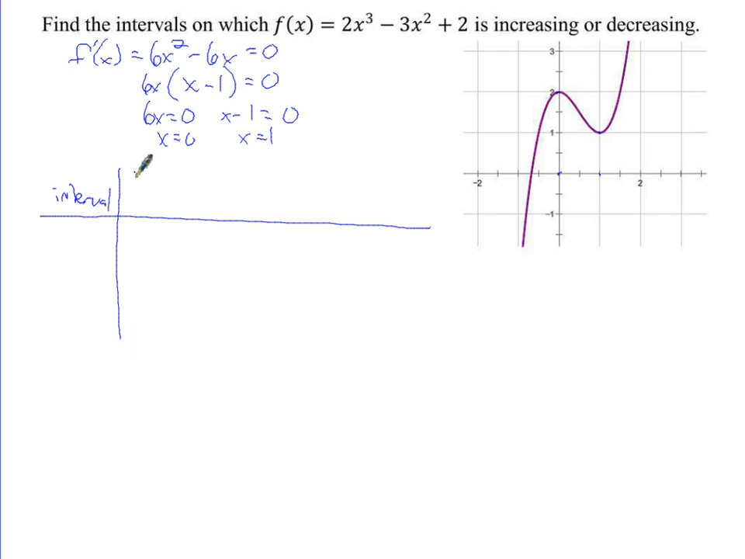My interval will be negative infinity to my first critical number, which is 0. And I'm kind of leaving space underneath. You'll see why here in a second. My next interval will be 0 to 1. And my last interval will be 1 to what? Positive infinity. Now I'm not including 1 or 0 because those are my critical numbers. I already know that the function is doing nothing there. It has a slope of 0. So I'm not going to include them.